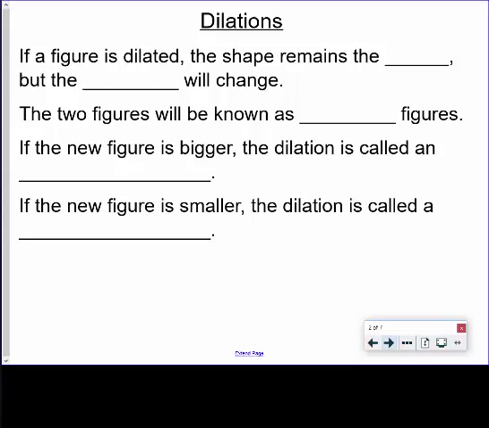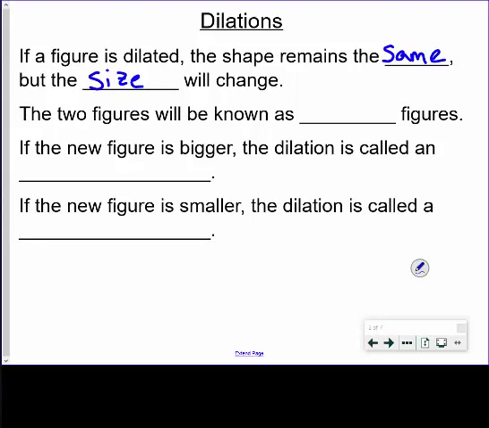Nothing we've done so far has changed the size. Today and tomorrow we're changing the size. So if a figure is dilated, the shape remains the same. If it starts as a triangle, it's going to end as a triangle. This is where you do the writing. But the size will change.